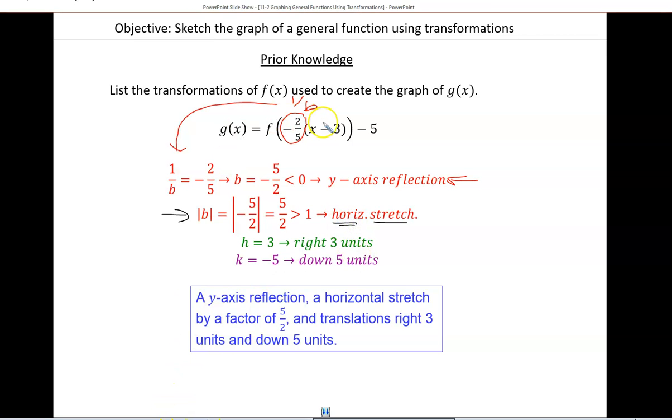Then for h, we have to remember to take the opposite of what's inside the parentheses after the x to get the correct h. So we're taking the opposite of that minus, or negative 3, to be positive 3, which means that we have a translation to the right 3 units. And then what we find at the end outside of the parentheses is by definition k, and we don't change that one. So k is negative. So k tells us here that we're going to go down, that negative direction for k, 5 units.